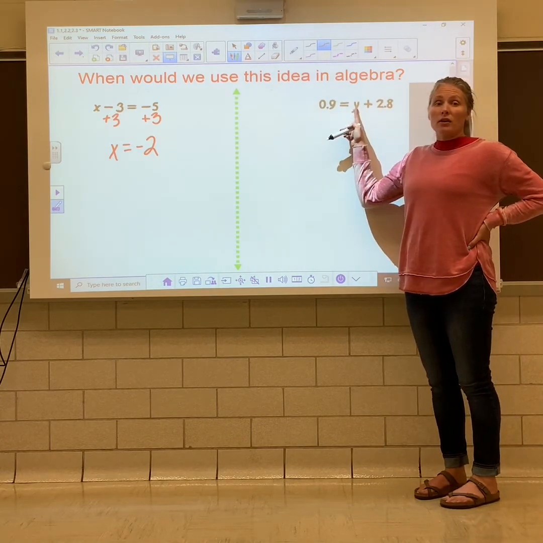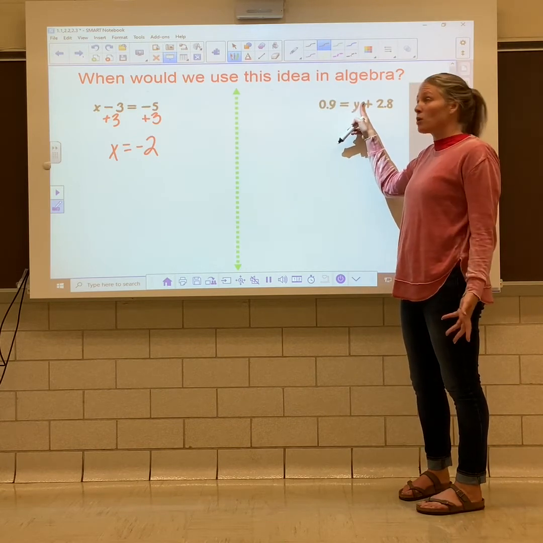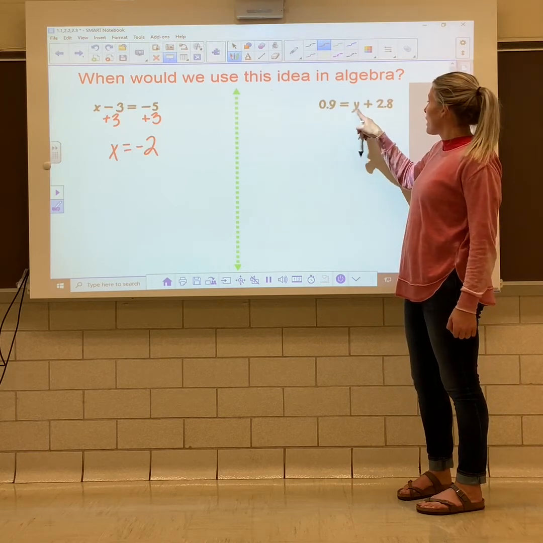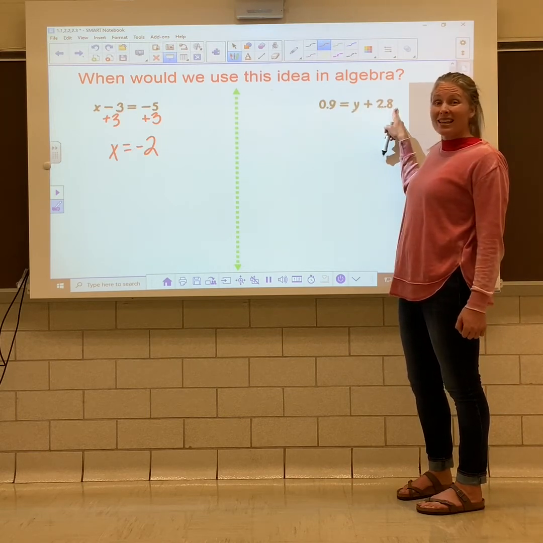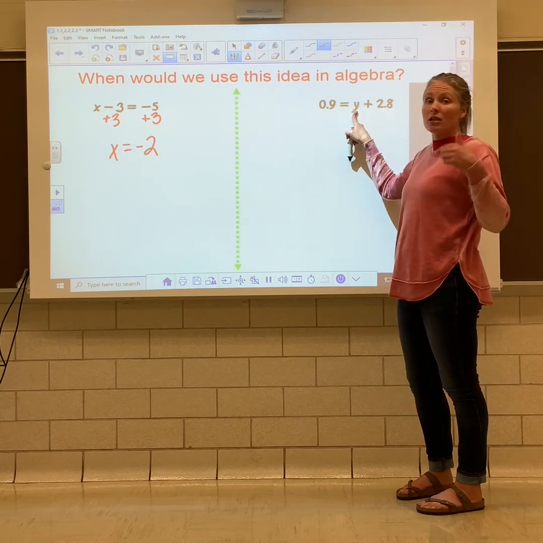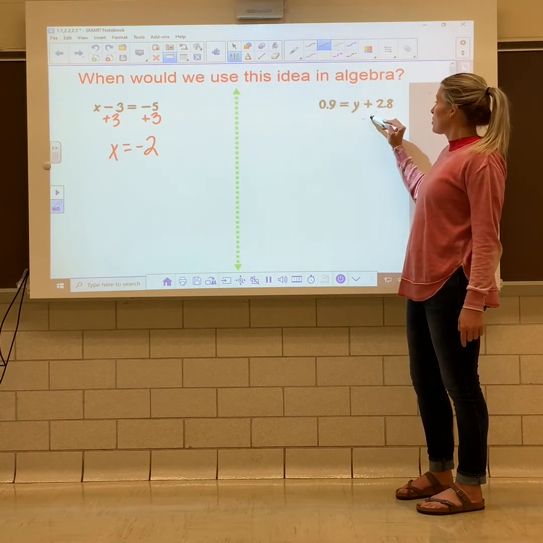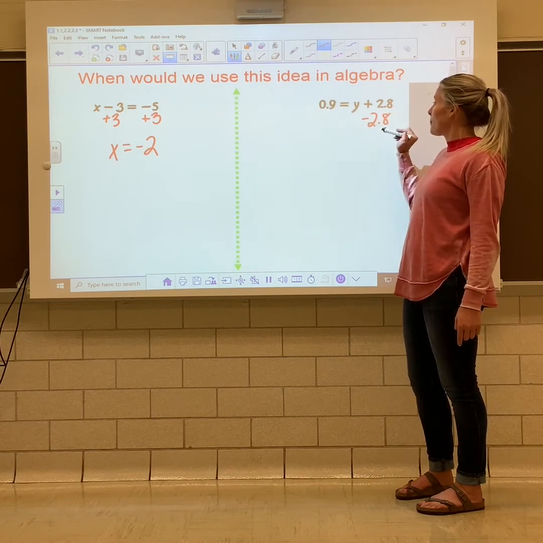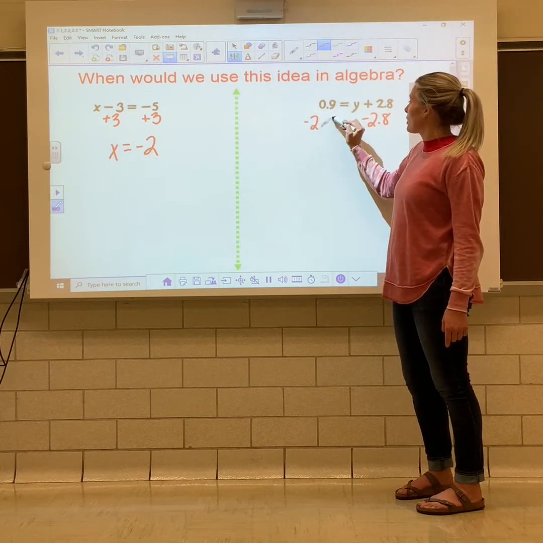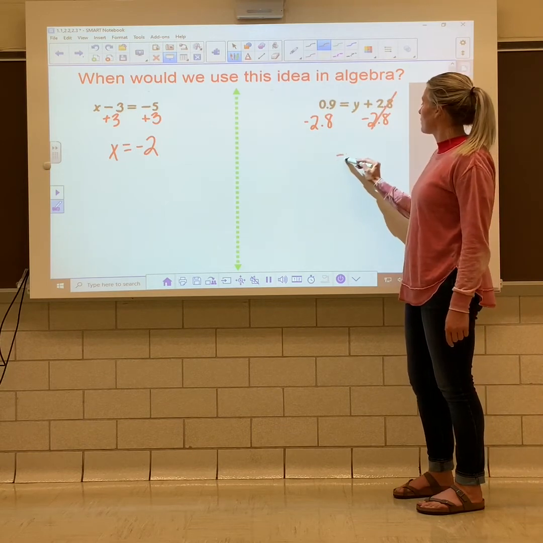My y is located on the right-hand side. However, I'm going to solve the same way. I have the same goal. I want to isolate y to get it all by itself. So right now, 2.8 or 2 8/10 is being added on to y. I need to isolate, so I need to do the inverse operation. The opposite of addition is subtraction. So I subtract 2.8. That will undo one another, and since I need to balance my equation, I subtract 2.8 from the other side as well.